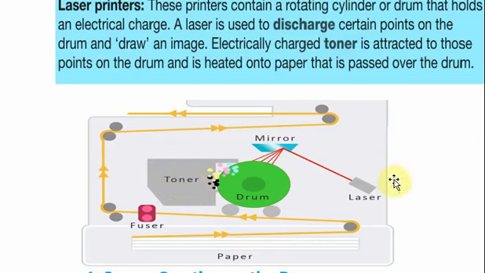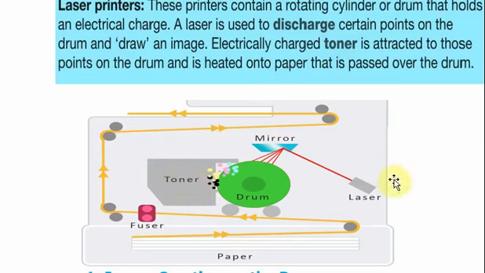Signals will be generated according to the image. Whenever it's reflected and falls onto this drum, these charges get discharged and these charges become negative charge. That means the picture is drawn on this drum surface. A signal is generated according to the picture, and according to the signal, here the charges get discharged. The picture is drawn on the drum surface.